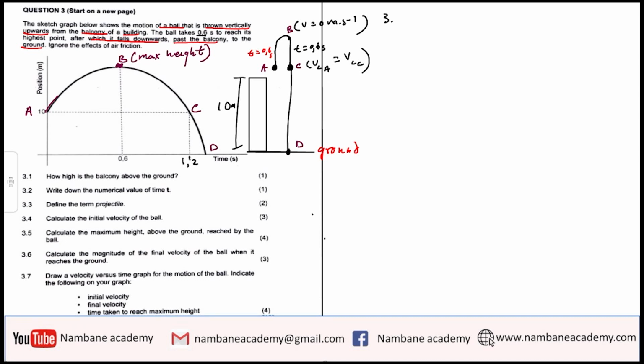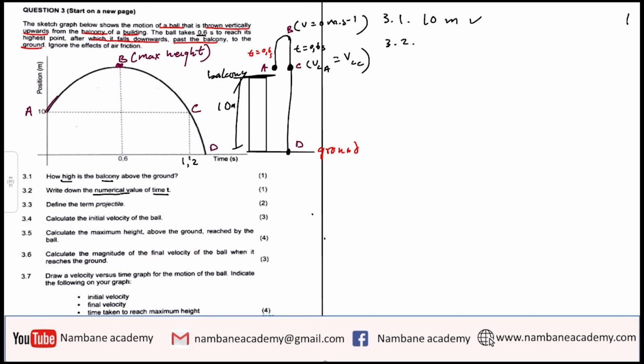At 3.1, how high is the balcony above the ground? Ladies and gentlemen, here is the ground, there is our balcony there. So basically the answer here should just be 10 meters, hence it is just 1 mark. Very, very easy. 3.2, write down the numerical value of the time t.